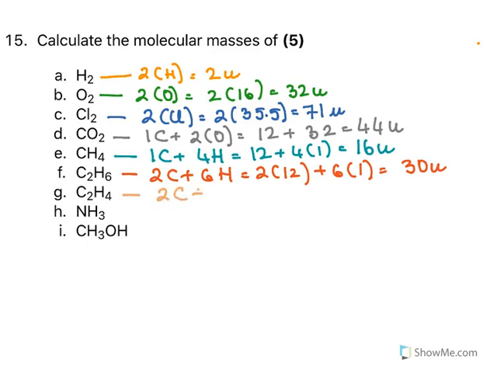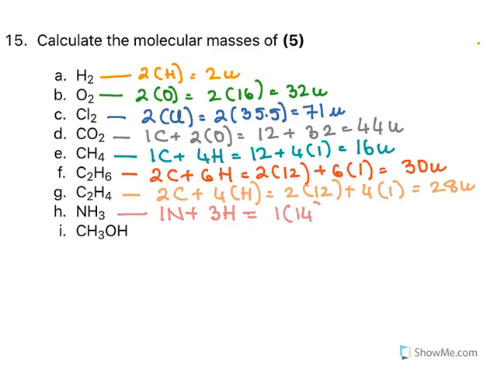Next is C2H4, so that is 2 carbon, 4 hydrogen. 2 into 12 plus 4 into hydrogen is 1. You add that up together and you'll get 28 U. Next is ammonia, 1 nitrogen, 3 hydrogens. 1 nitrogen is 1 into 14 plus 3 hydrogen. You add those together and you'll get 17 U.